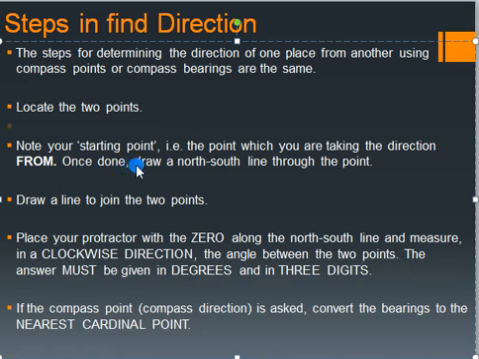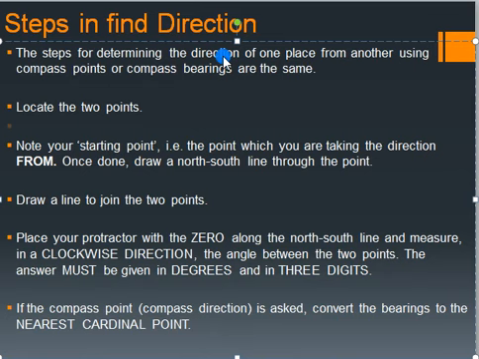Once you know your starting point, you draw a north-south line through that starting point. You then draw a line to join the 2 points. Then, this is how I advise my students. You will then place your protractor, which is your semicircle in your geometry set, with the 0 of the protractor along the north-south line, and then you will measure in a clockwise direction the angle between the 2 points.